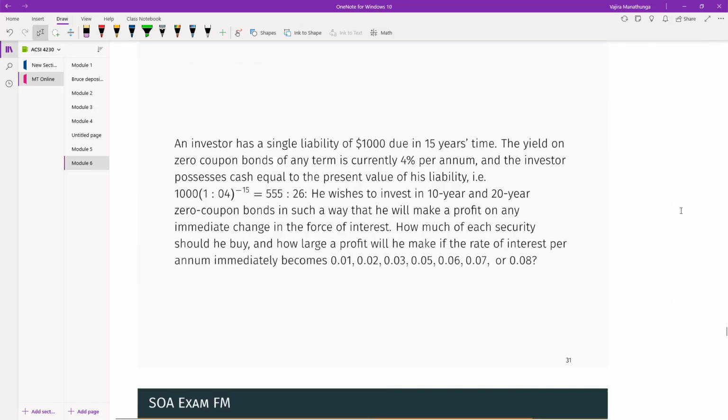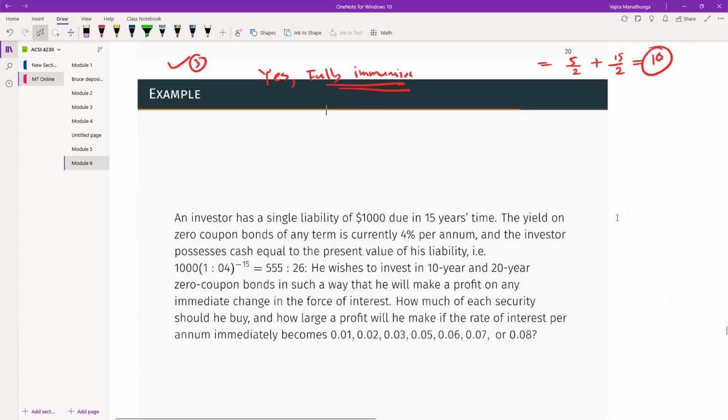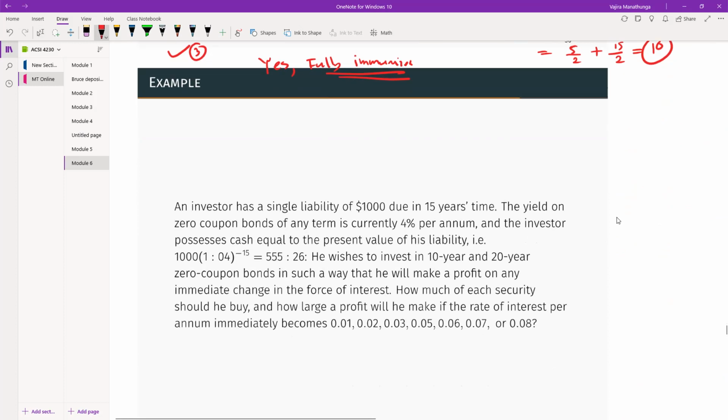Okay, so let's do another problem and see whether we can do this. So this one says an investor has a single liability of 1,000 due in 15 years' time. The yield on the zero coupon bonds of any term is currently 4% per annum, and the investor possesses cash equal to the present value of this liability. That is 1,000 times 1.04 to the negative 15, which is 555.26. Let's check that one actually before we continue. Whether any error in 26 here, so it should be a dot.